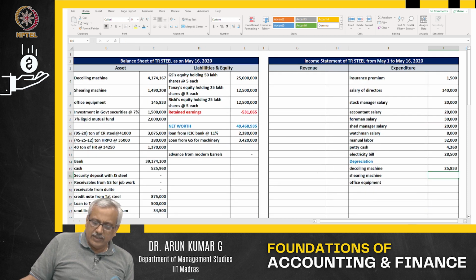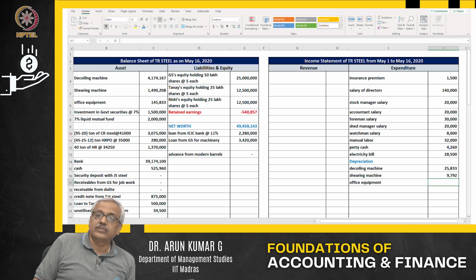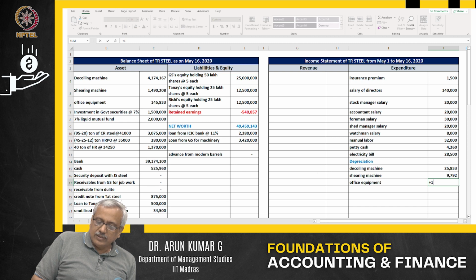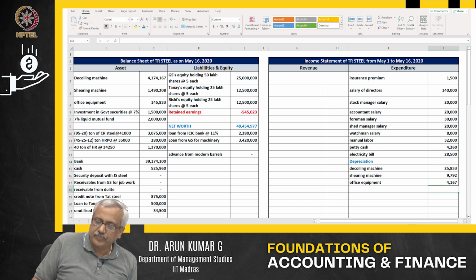For the next one, what is the original value of the machine? 15 lakhs minus 90,000 salvage value divided by 12 years, and further I will divide it by 12 because I am looking at 1 month. Third, office equipment 1,50,000 divided by 3 years, and I divide it further by 12 because I am looking at 1 month out here.